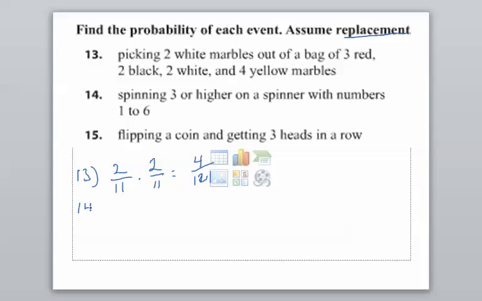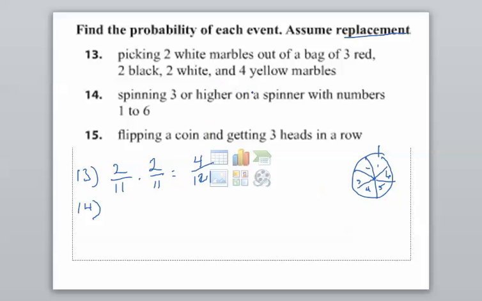So let's look at 14. Spinning a 3 or higher on a spinner with numbers 1 through 6. So you know what a spinner is. It's just a round circle like this, point in the middle. It's divided up into 6 different slots, like that. And there's a little thing right here, a clicker. When it spins around, it determines what number it's going to land on. 3, 6. Okay? That's what a spinner is.